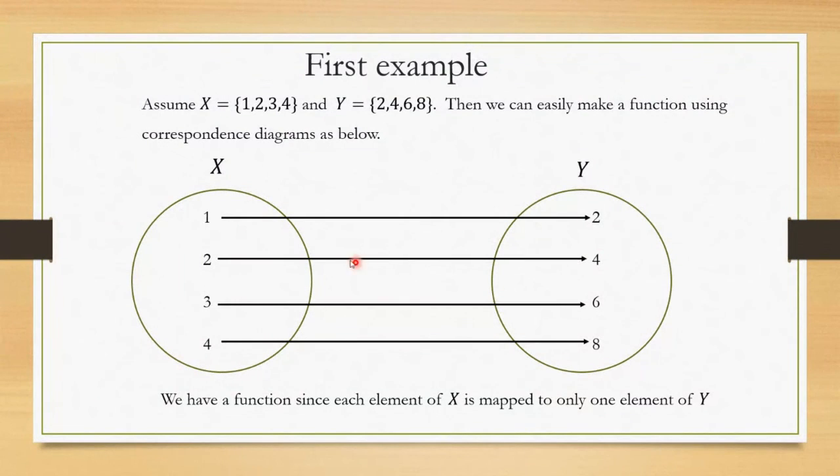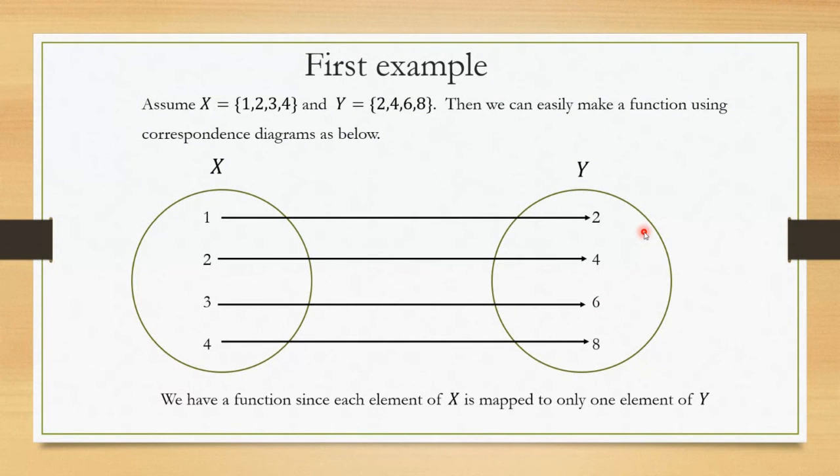But this is a function that we can make, though. But again, notice the main point is that each input is only going to one output. Right? You're not having, for instance, 2 over here going to 4, and you don't have another arrow taking 2 to 6, okay? That's why it's a function.